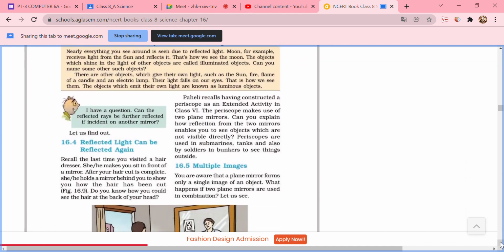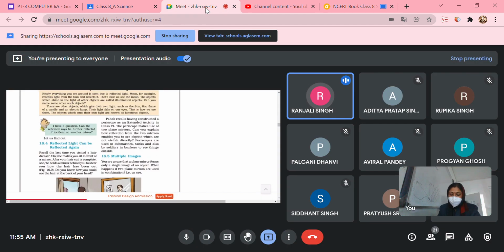Do we see all objects due to reflected light? Nearly everything you see around is seen due to reflected light. The Moon, for example, receives light from the sun and reflects it. That's how we see the moon. The objects which shine in the light of other objects are called illuminated objects.